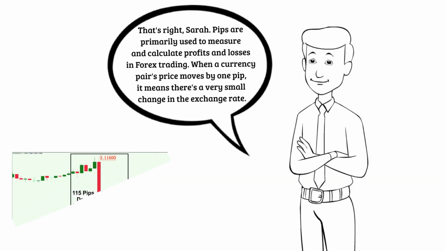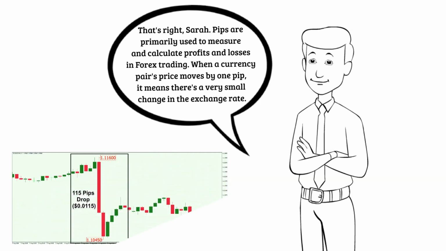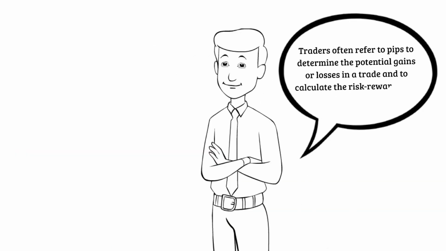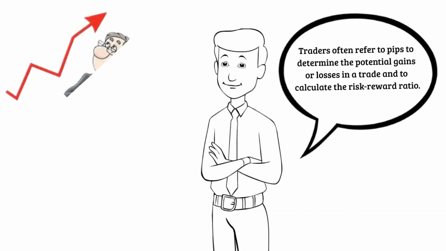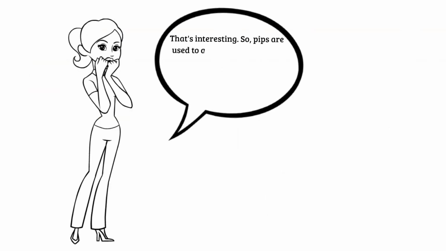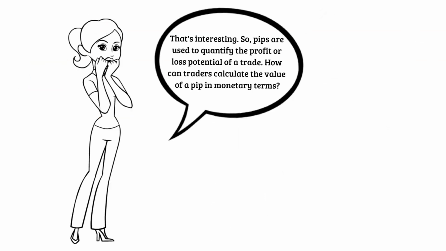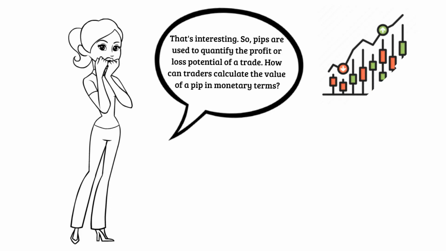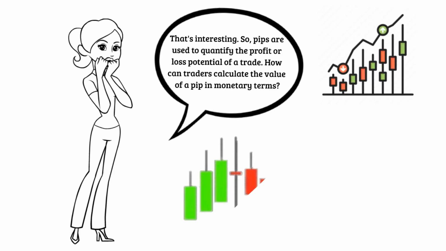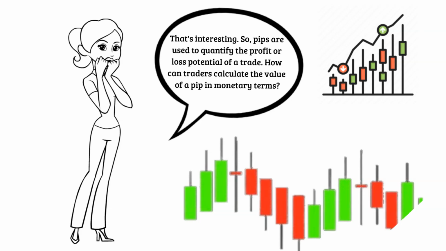When a currency pair's price moves by 1 pip, it means there's a very small change in the exchange rate. Traders often refer to pips to determine the potential gains or losses in a trade and to calculate the risk-reward ratio. That's interesting. So, pips are used to quantify the profit or loss potential of a trade. How can traders calculate the value of a pip in monetary terms?